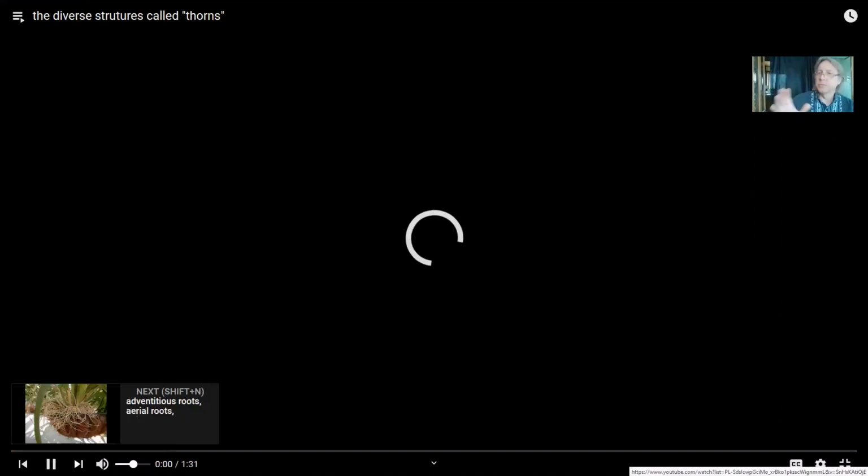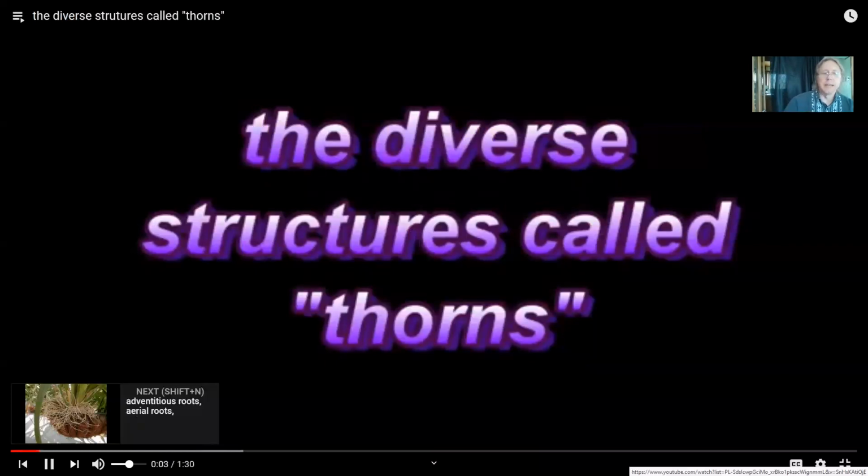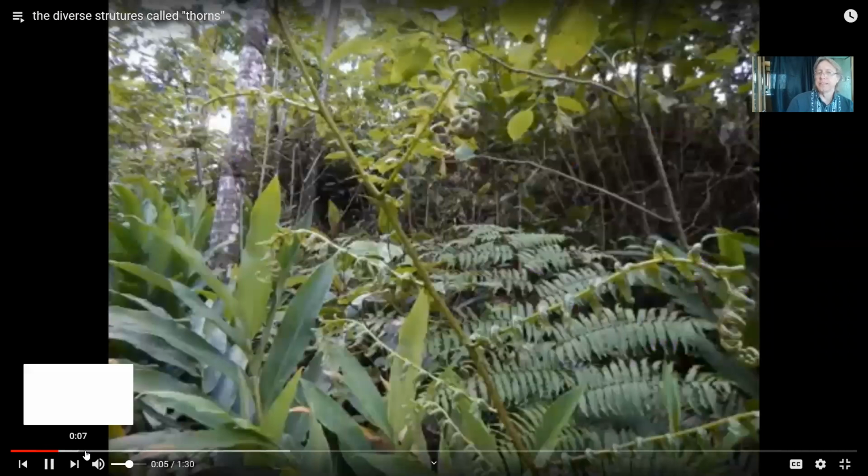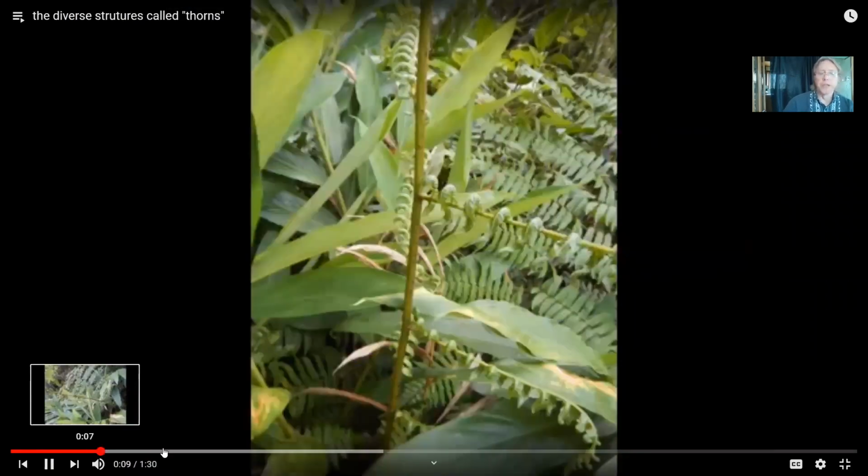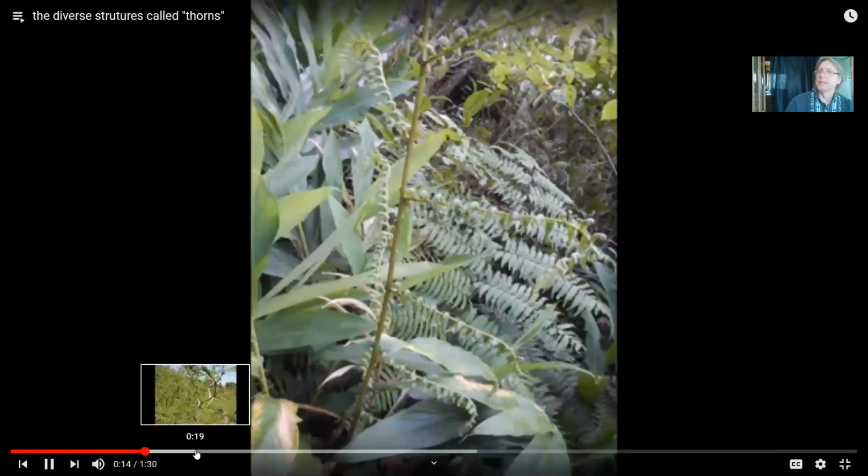Now, there's a bunch of other variations. Certainly plants have thorns, but thorn is an odd term. See, here's a fern actually that has thorns, and that's odd for ferns. And it turns out that thorns aren't necessarily all related to each other.